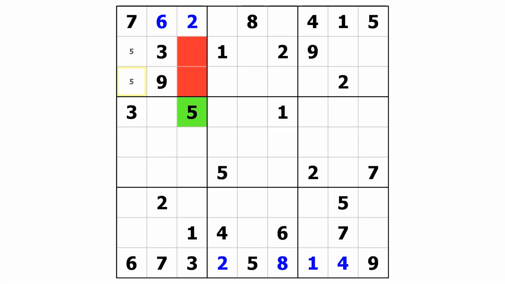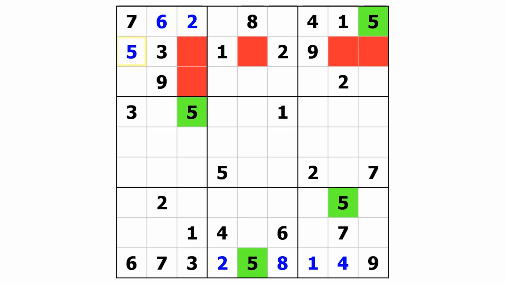But if you look a little closer, you will see that this 5 down here blocks this cell, and this 5 together block these 2 cells. So there is nowhere else for a 5 to go in row 2 except in row 2, column 1. It has to be the solution to that cell. It is a hidden single.